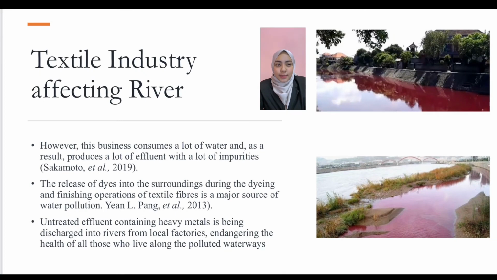The textile sector is one of Malaysia's fastest expanding industries. However, this business consumes a lot of water and as a result produces a lot of effluent with a lot of impurities. The textile industry is known to be the worst offender among pollution contributors, as it uses thousands of types of chemicals and dyes, releasing the dyes into the surroundings during the dyeing and finishing operations of textiles. Fibers are a major source of water pollution. Water pollution is caused by wastewater from industrial or chemical processes in industry.